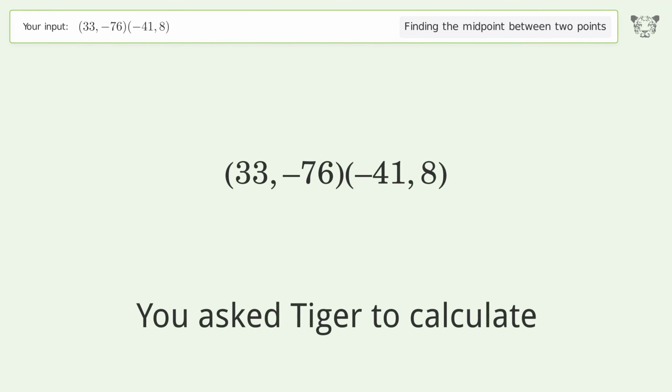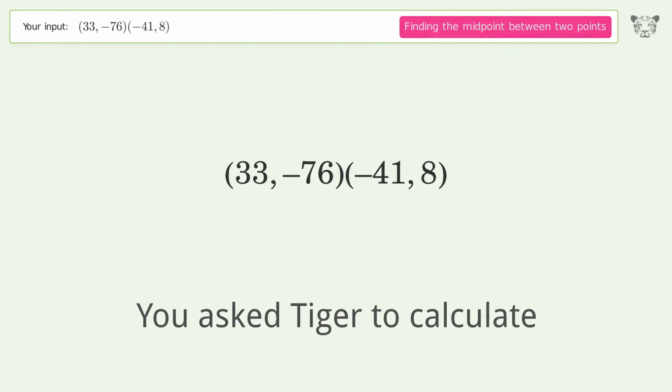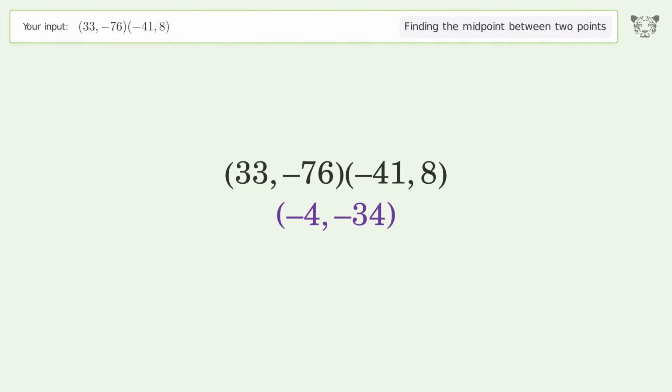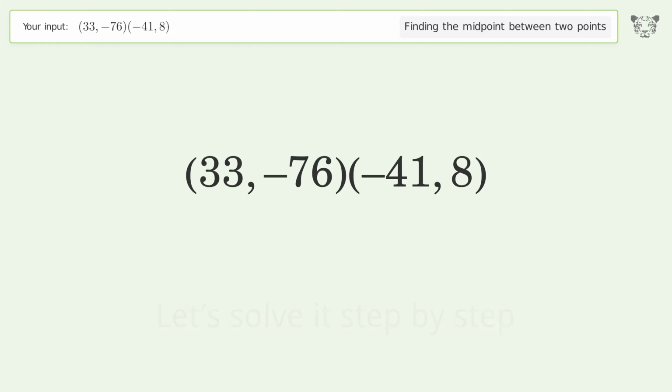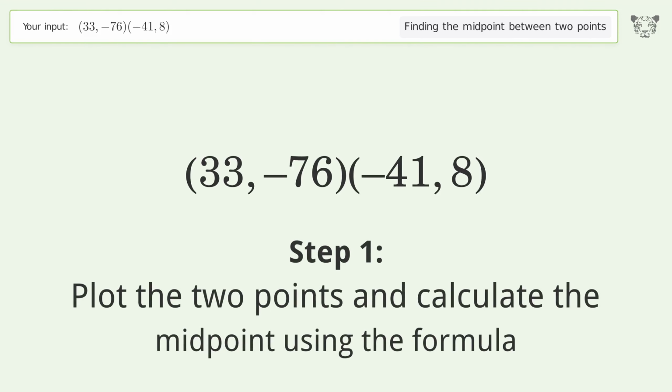You ask Tiger to calculate. This deals with finding the midpoint between 2 points. The midpoint between the 2 points is -4, -34. Let's solve it step by step. Plot the 2 points and calculate the midpoint using the formula.